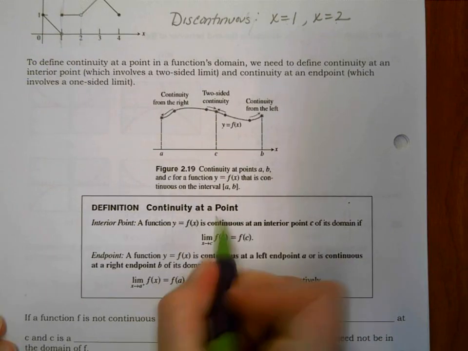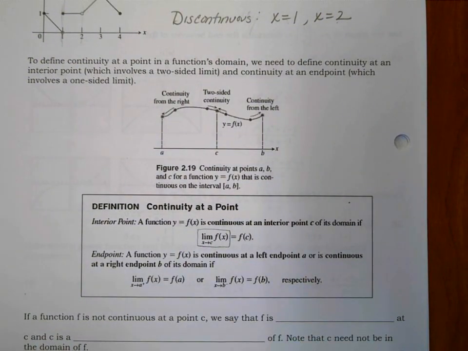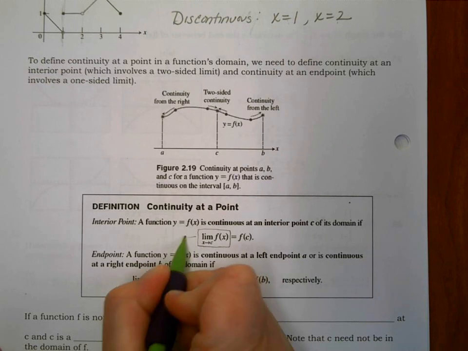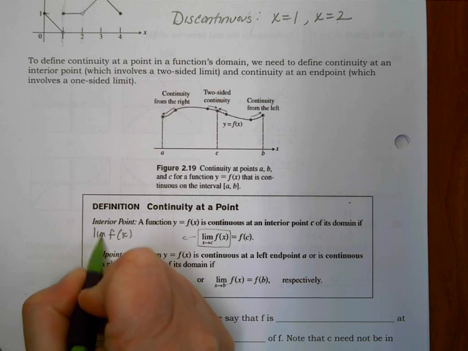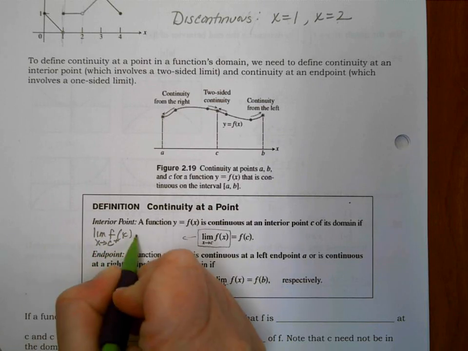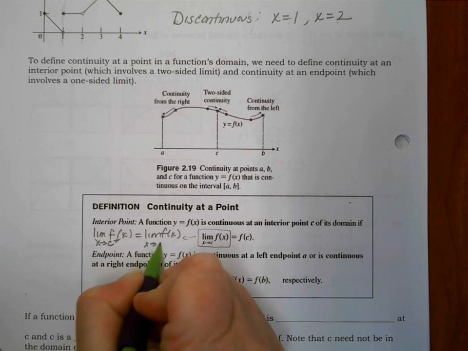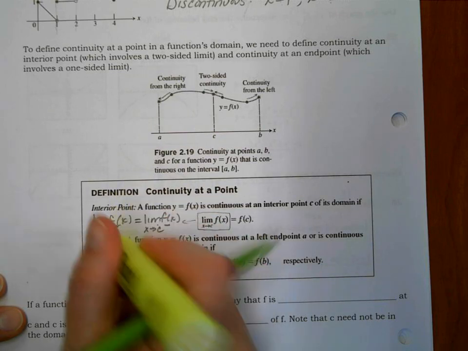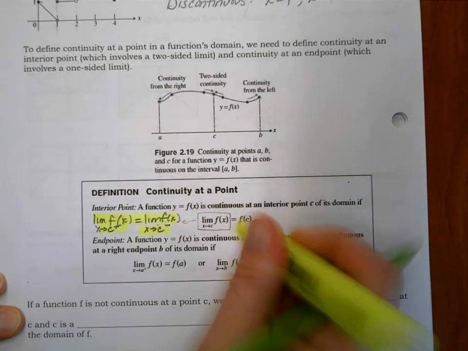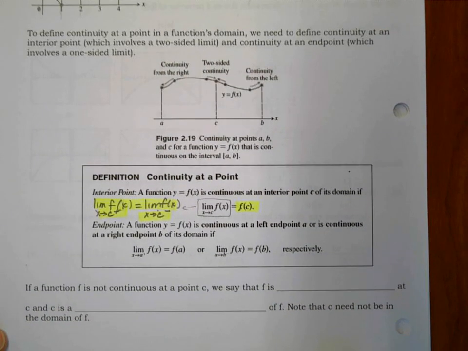So this right here, when it says the limit of f of x as x approaches c, remember what that means is that the limit of f of x as x approaches c from the right equals the limit of f of x as x approaches c from the left, and that both of those values are equal to f of c. So basically the y value at c. So that goes back to our continuity test from chapter 3.